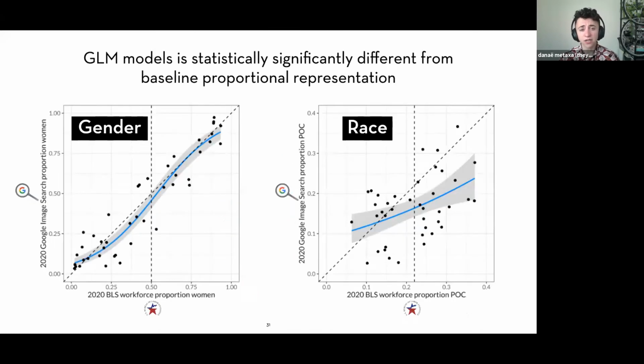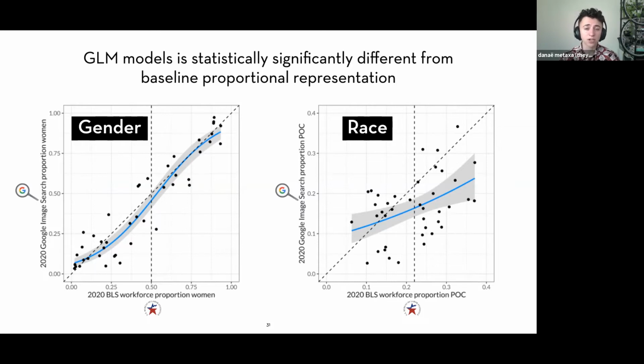So to quantify the degree of underrepresentation in both of these cases, I fit generalized linear models to this data, predicting Google's representation from BLS data. And looking at these figures visually, we can see that these models show an underrepresentation of women and people of color relative to the workforce, even more strongly in the case of race than of gender.